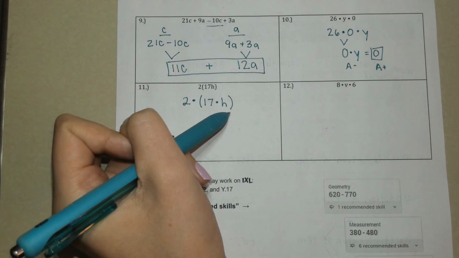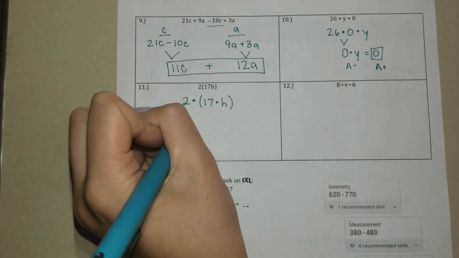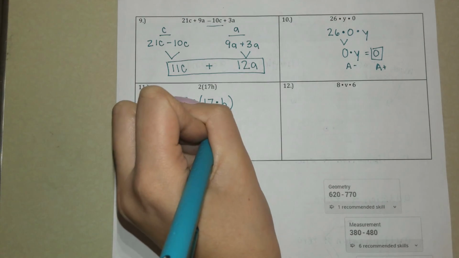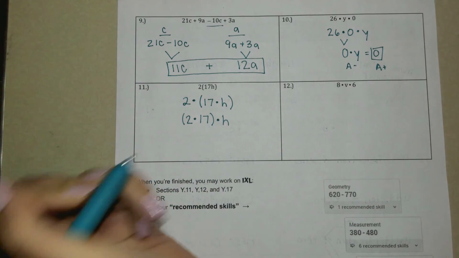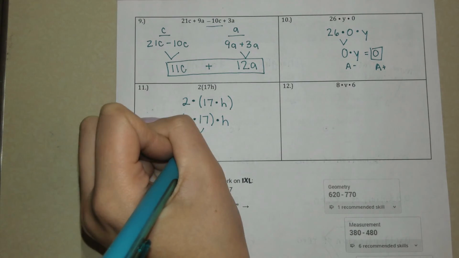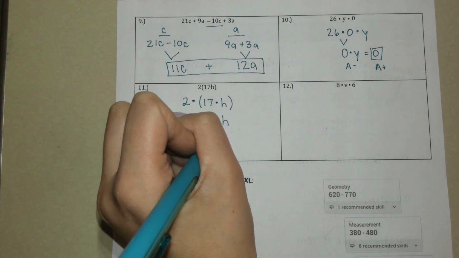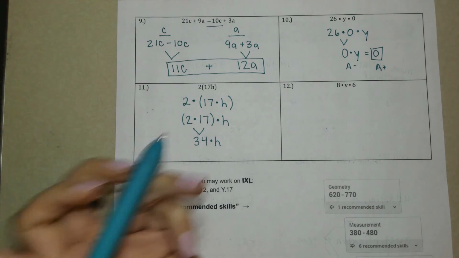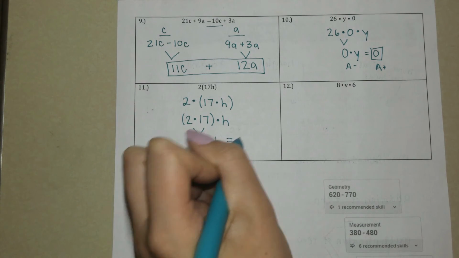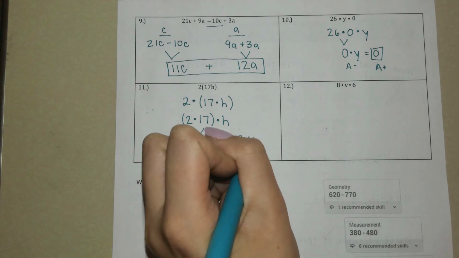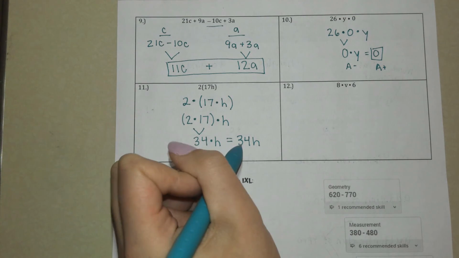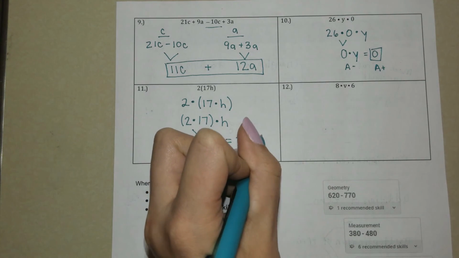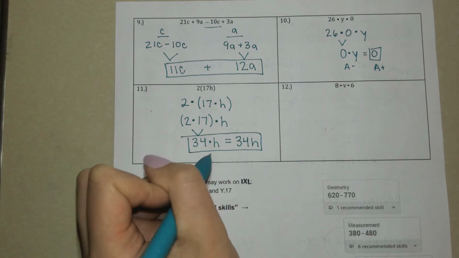Now I can't do 17 times h. So let's change the group. It's going to become 2 times 17 in the group because I can multiply that, and then times h. And so 2 times 17, that's going to be 34. And I have 34 times h. Now, this is a perfectly acceptable answer, but we also learned we could take this one step further, and we could make this 34h. And the reason why is we know 34h is secretly multiplication when a number and a letter are sandwiched together. Either of these answers are okay.